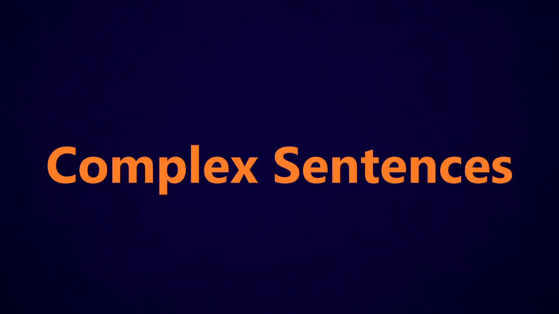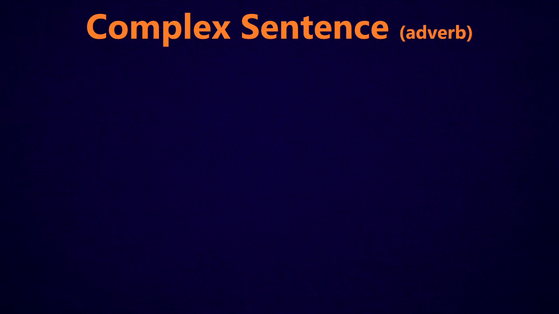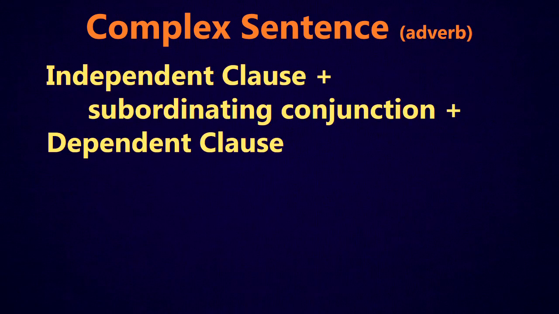So, complex sentences. Complex sentences are similar to compound sentences, but the big difference is the kind of conjunction that we're using. Actually, we have two kinds of complex sentences. We have adverb ones and adjective ones. So we're going to look at the adverb ones first. So an adverb complex sentence has an independent clause plus a subordinating conjunction. So this is the difference, plus a dependent clause.